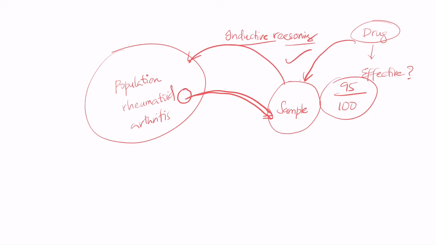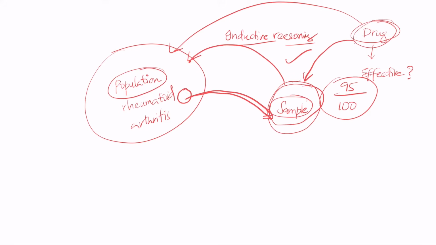This is the process of inductive reasoning, where remember that we started with the sample and we are trying to estimate what would be the effectiveness of this drug in the population. Before, remember that we started with population statistics, and from them we tried to calculate the sample statistics. Here we start with the sample and we try to estimate what would be the effectiveness in the population, or what would be the probability or the statistical parameters in the population.